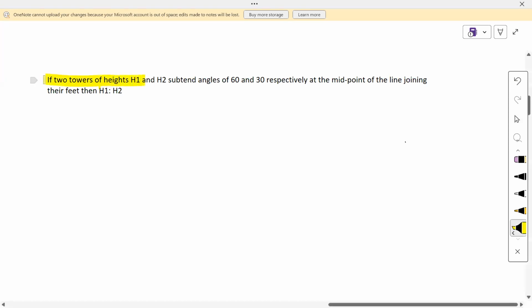If two towers of heights h1, h2 subtend angles of 60 and 30 respectively at the midpoint of the line joining their feet, then h1 is to h2 is. Okay, so first of all, we have to draw the figure.